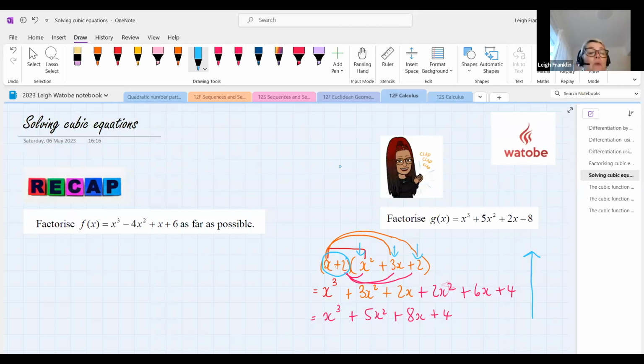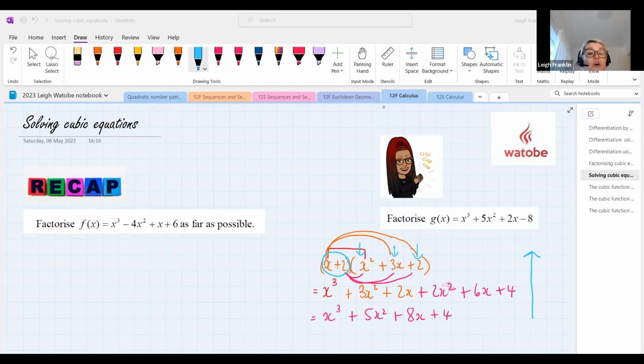Okay, so if they give you an expression or an equation like f of x equals x cubed minus 4x squared plus x plus 6, and they ask us to factorize it as far as possible, they have not told us what our linear factor is. So we have to use factor theorem. We need to sub in values of x that make f of x equal to 0.